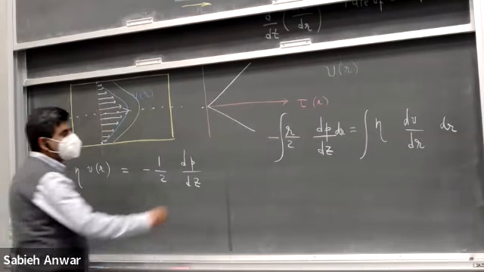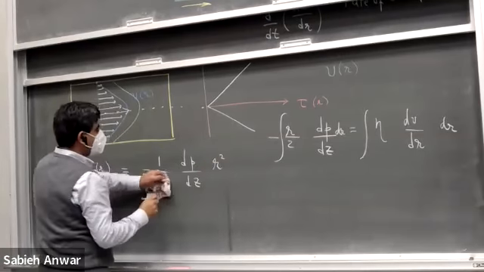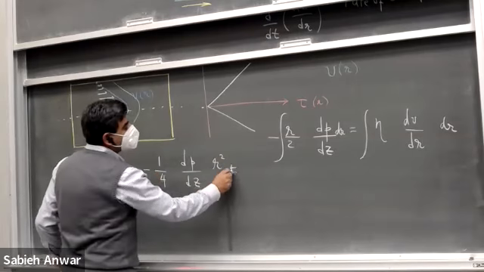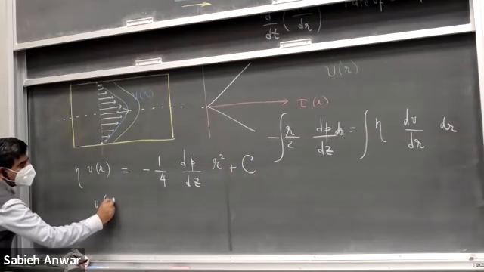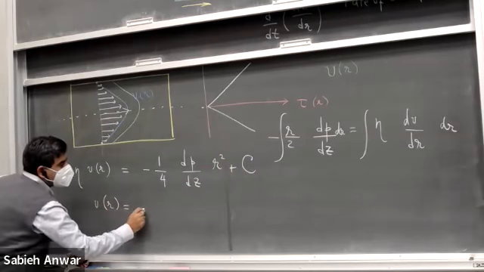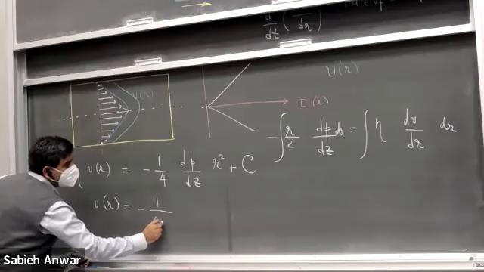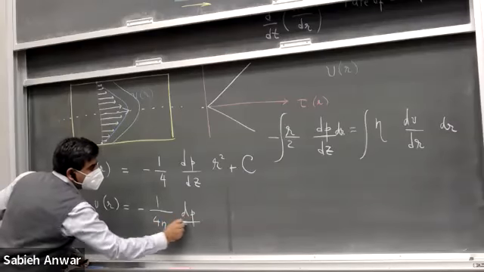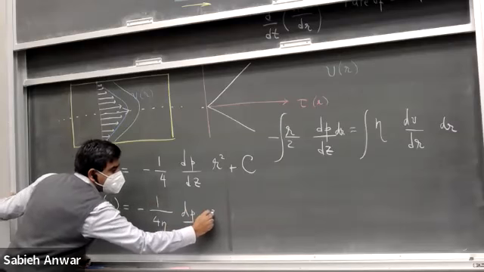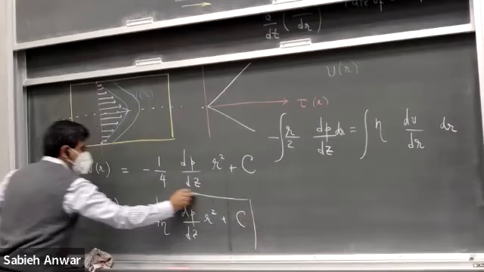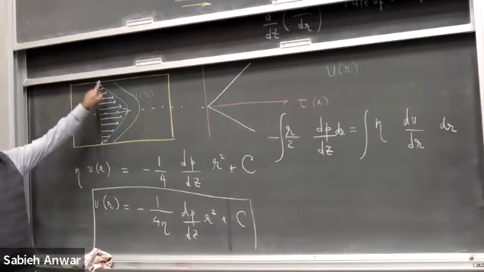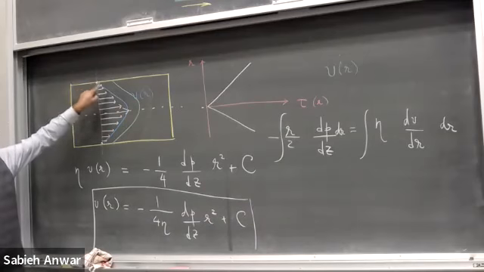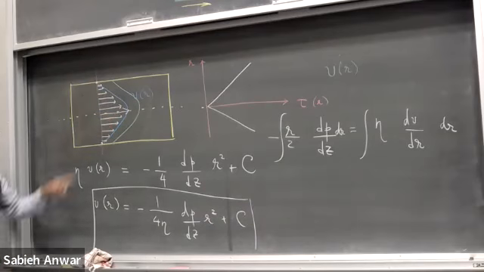R square by 2. So I make this 4, plus I need some constant of integration as well, right? So my speed is minus 1 over 4 eta dp by dz r square plus some constant of integration. Now, isn't this a parabolic expression? If I were to look at the locus of the tips of these velocity arrows, I would get a parabola.